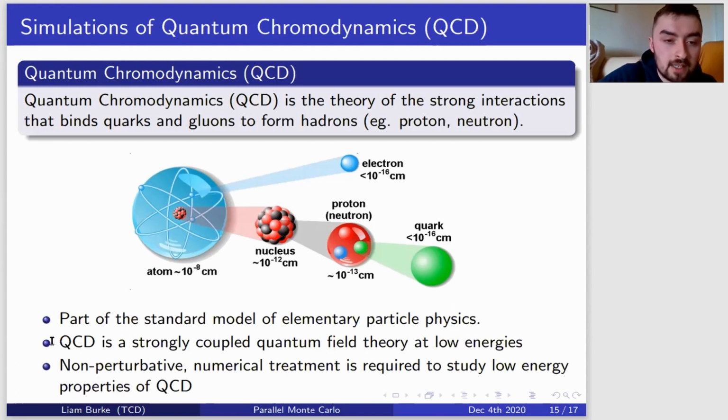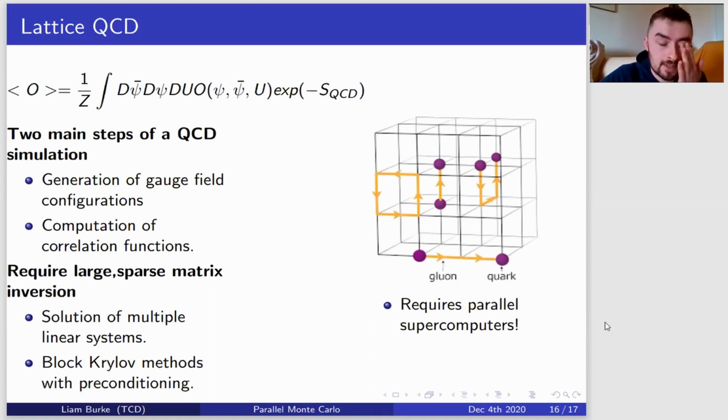One interesting thing about QCD is that it's a strongly coupled quantum field theory at low energies. It's at these low energies that hadrons arise, where quarks and gluons bind together to form these hadronic particles. Because it's strongly coupled at these energies, we can't use perturbation theory or perturbation expansions to study QCD at low energies. So in order to study QCD, we need to use non-perturbative numerical treatments, and we do this using the types of Monte Carlo techniques that I was talking about.